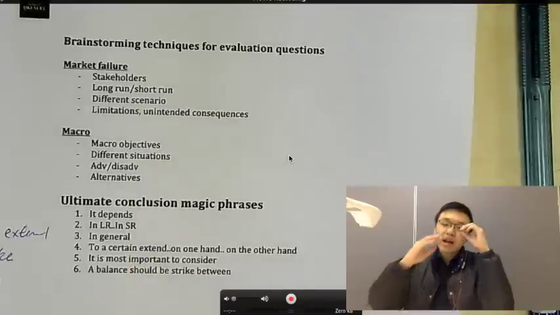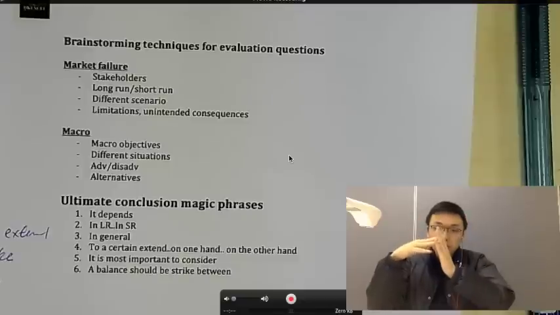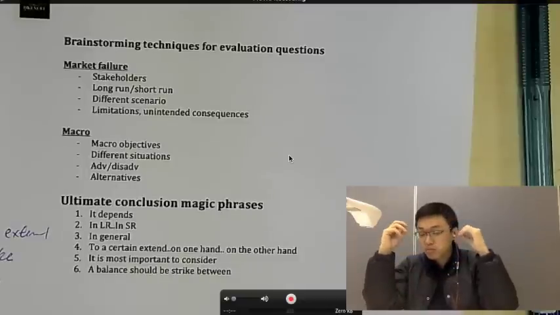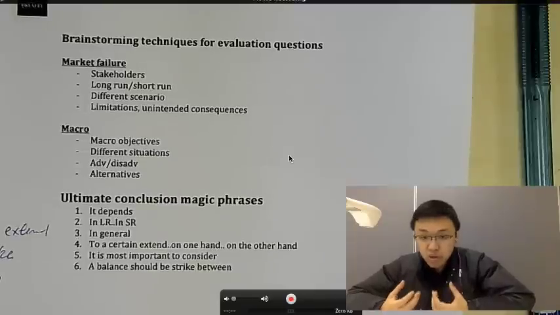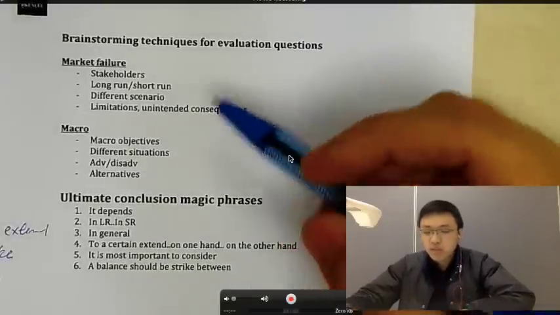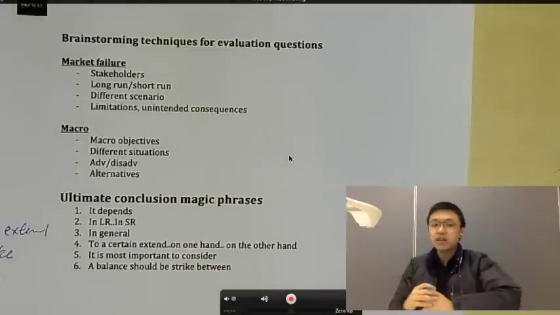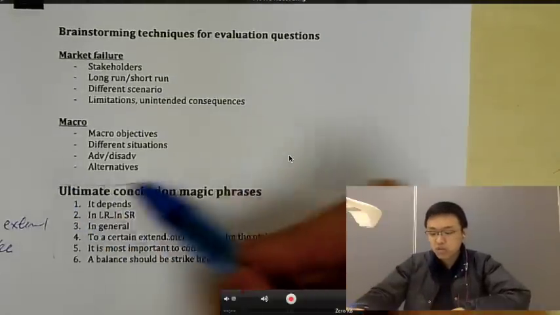Look, so evaluation questions, the way I like to do it is, I think the first thing you need to be able to do is brainstorm the right arguments, right? You have to be able to brainstorm the right arguments. And after you brainstorm the right arguments, you need to structure your essay in a way that flows. And lastly, you must have a good conclusion.